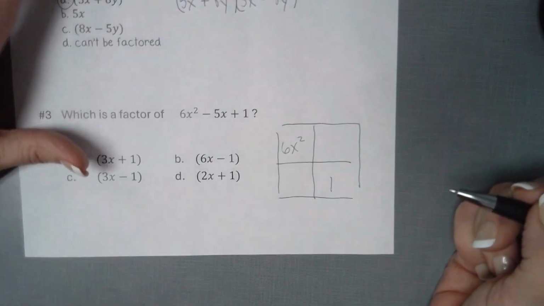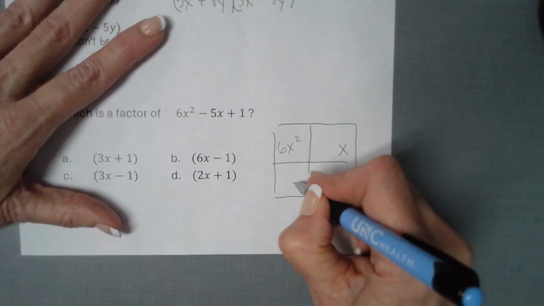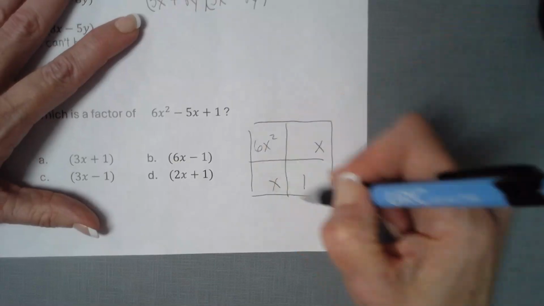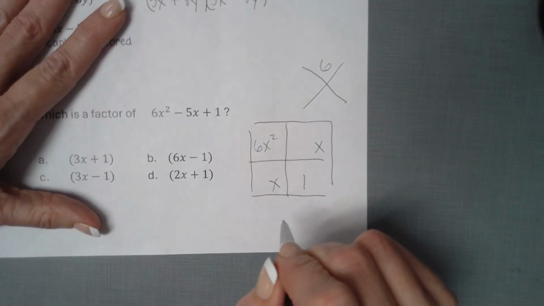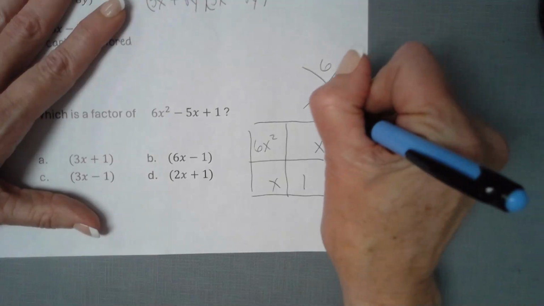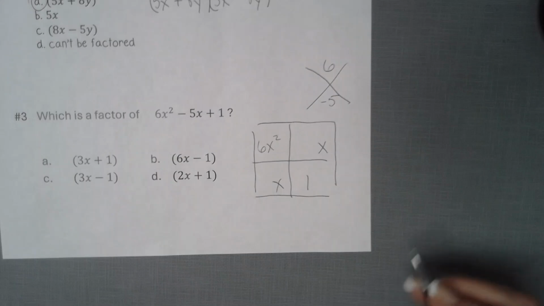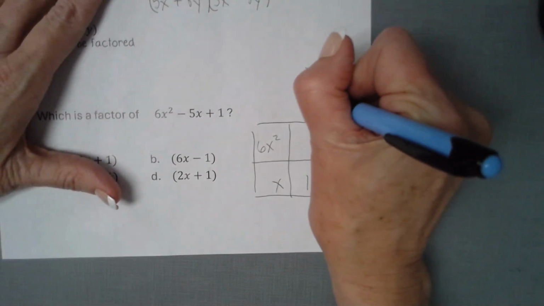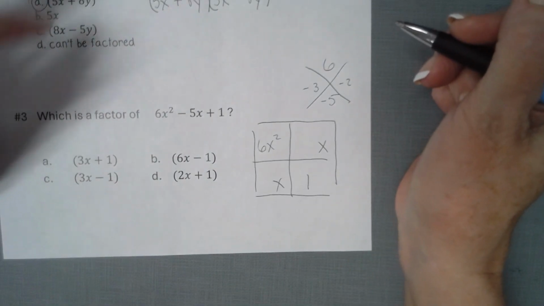1 goes bottom right. I'm not worried about the x squared because I'm just going to break that out with the x's in the boxes. When I multiply, I get 6. So 6 goes on top. What number am I trying to add to get to? -5. Did y'all come up with the numbers? Okay, -3 and -2.